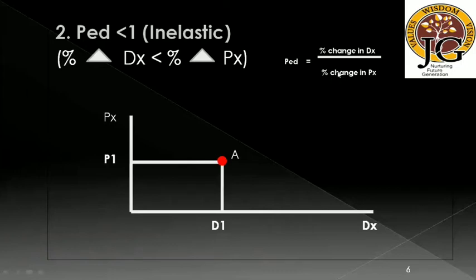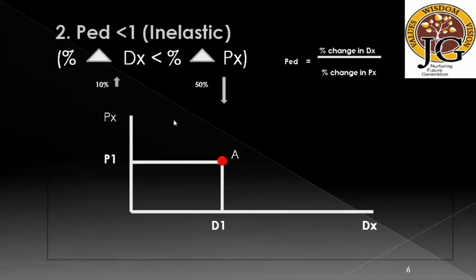Once again, given this formula, this answer can be less than 1 only when the numerator is lesser compared to the denominator. For example, the price of the product decreases by 50%, and as a result, the demand rises only by 10%. Then this price elasticity of demand will be 10 upon 50, that is 1 by 5. In other words, it will be 0.2, which is less than 1. So price elasticity of demand is less than 1. The demand is inelastic when the percentage change in demand is less than the percentage change in price.